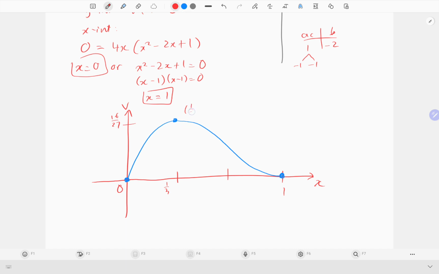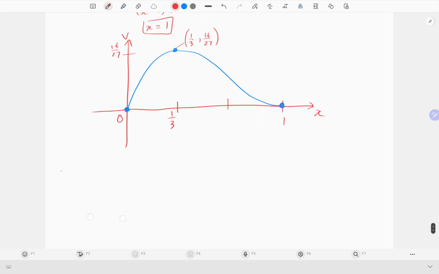1/3, 16 over 27, just to make sure the examiner sees that. Yes, I know you're looking for the stationary point, so I'm giving you that. Give me the mark. Okay, so that's question C.